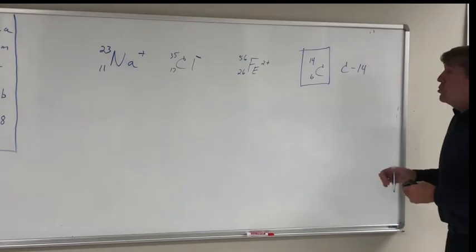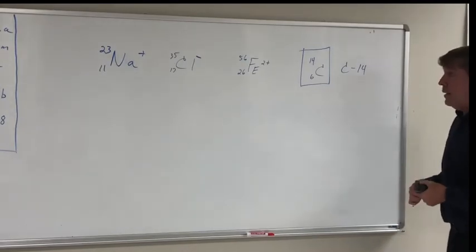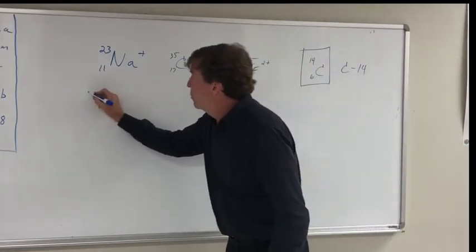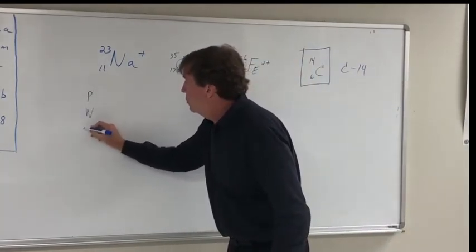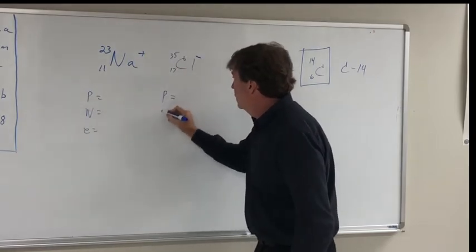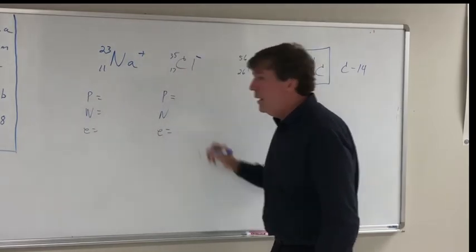Well, what I want you to do now, quickly, for each of these, let's write the number of protons, neutrons, and electrons for each of these. So go ahead and do that.